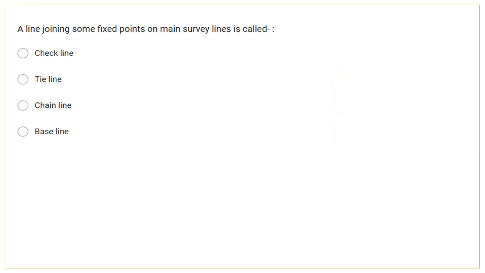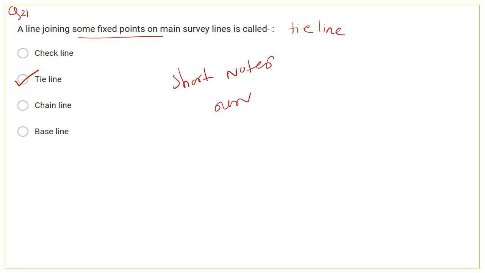Next question, question number 21. A line joining some fixed points on the main survey line is called as? A line joining some fixed points on the main survey line is a tie line. So option second is correct, and the explanation of check line, tie line, chain line and base line is explained in detail in the short notes video of surveying.